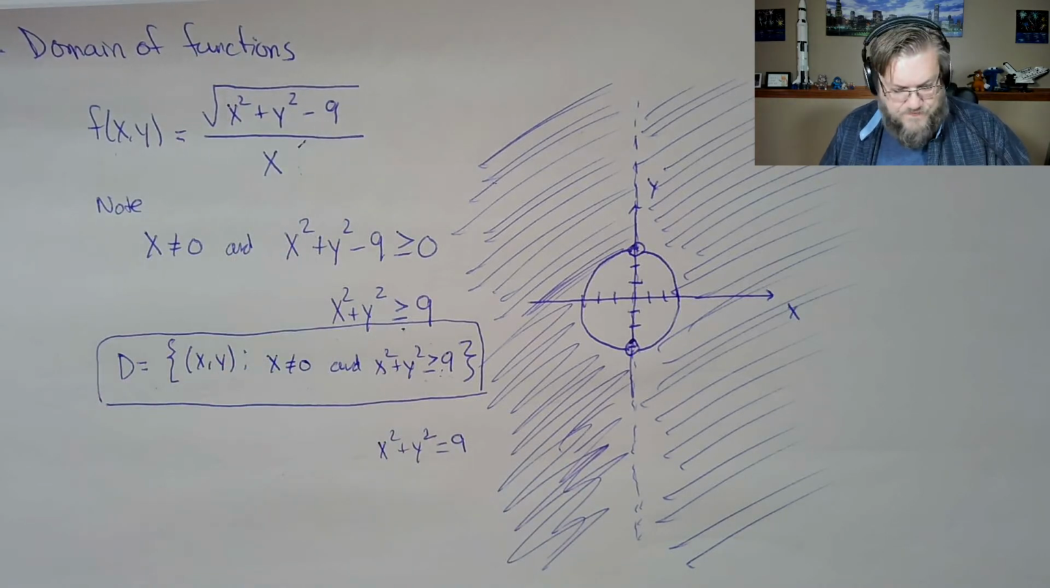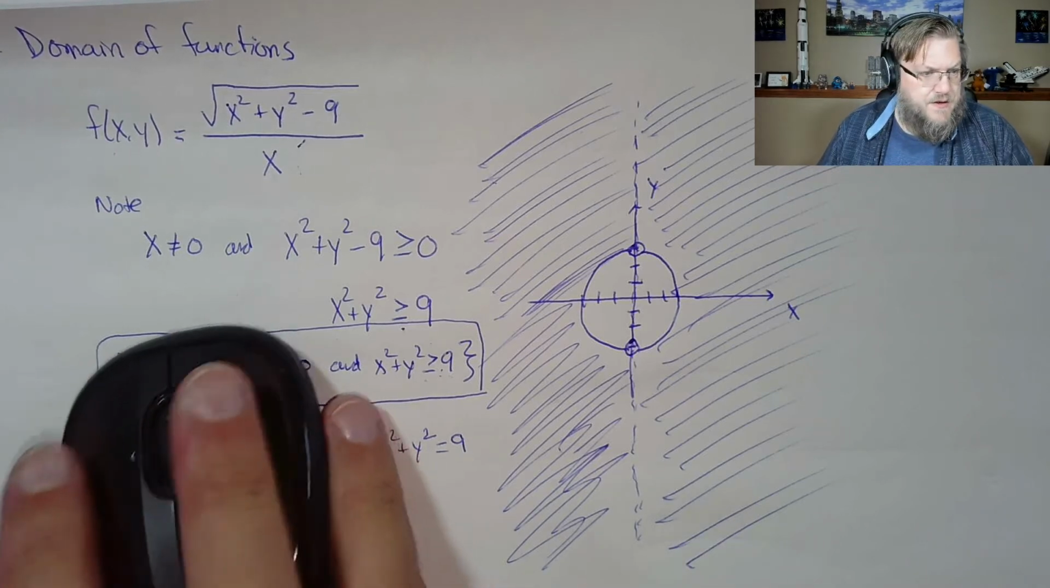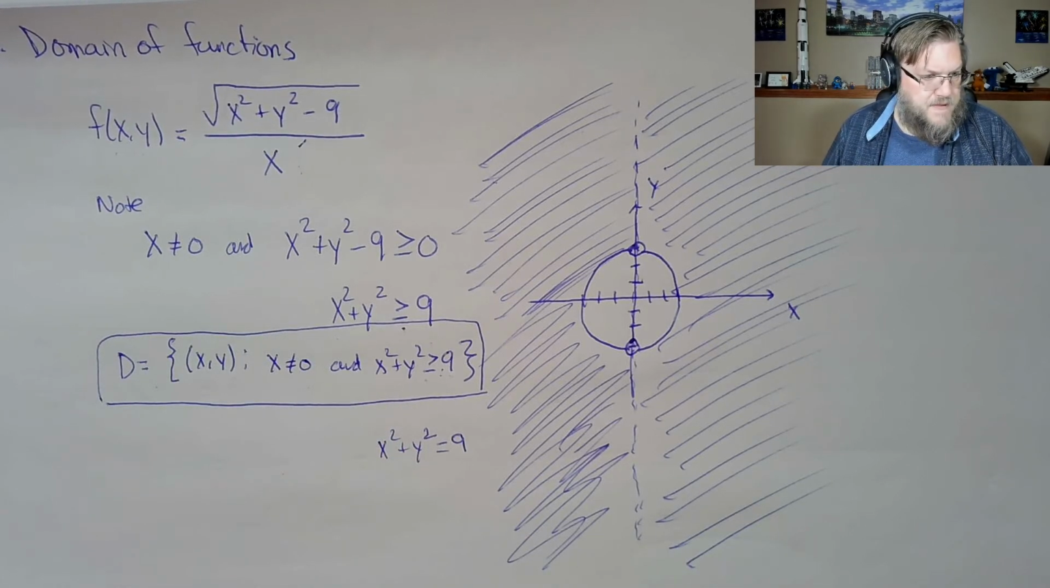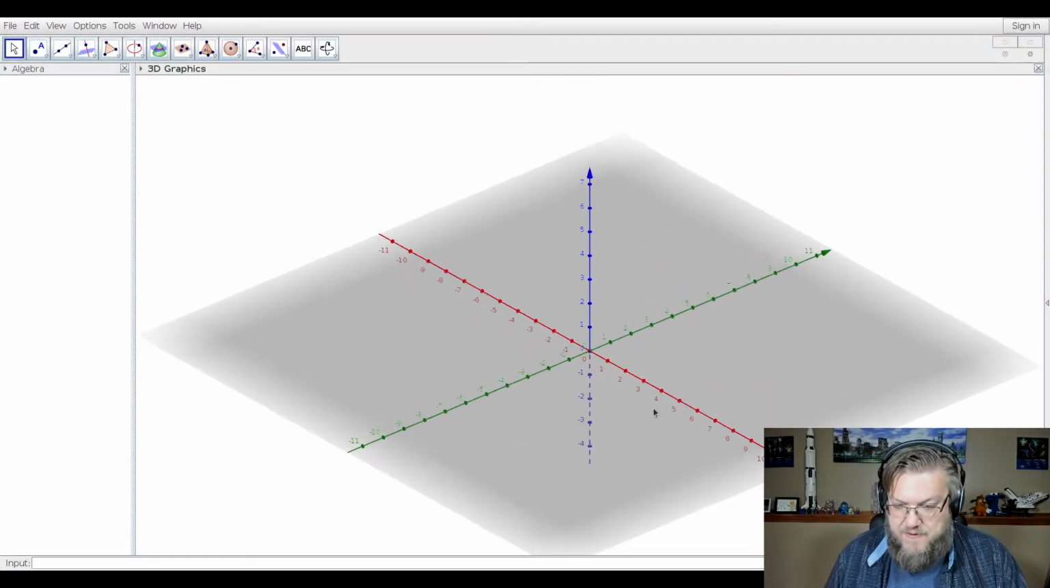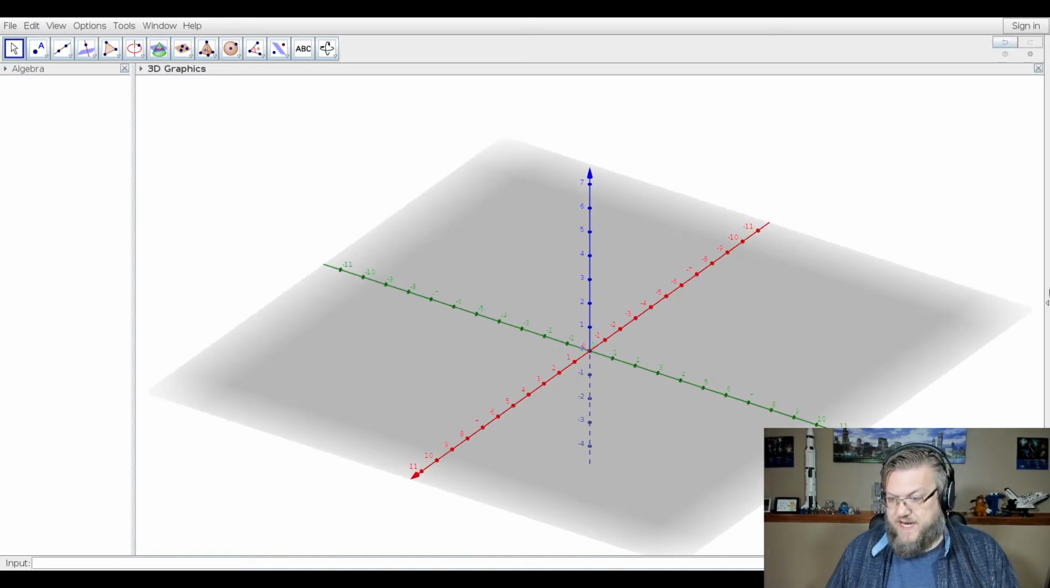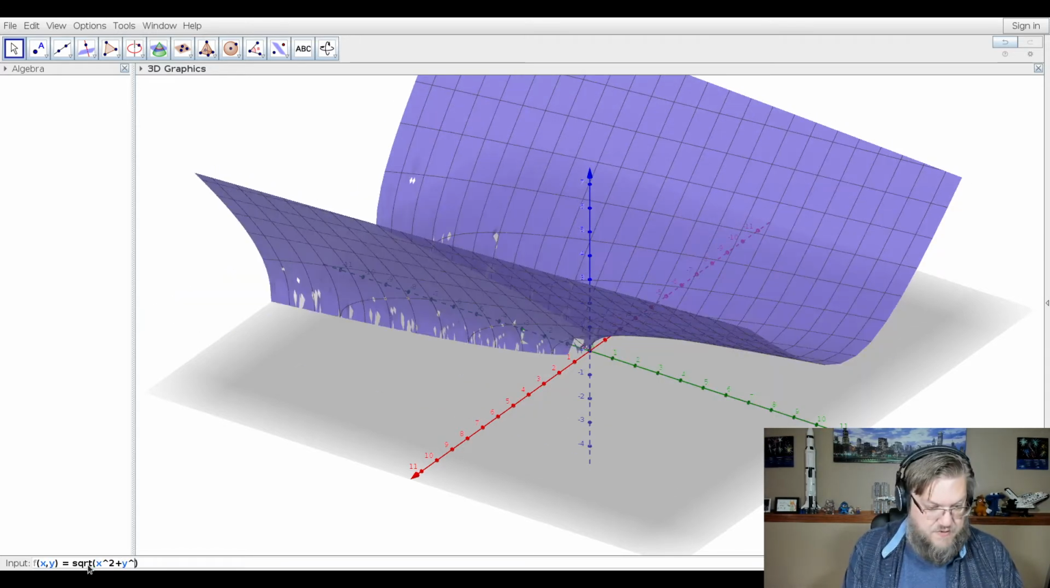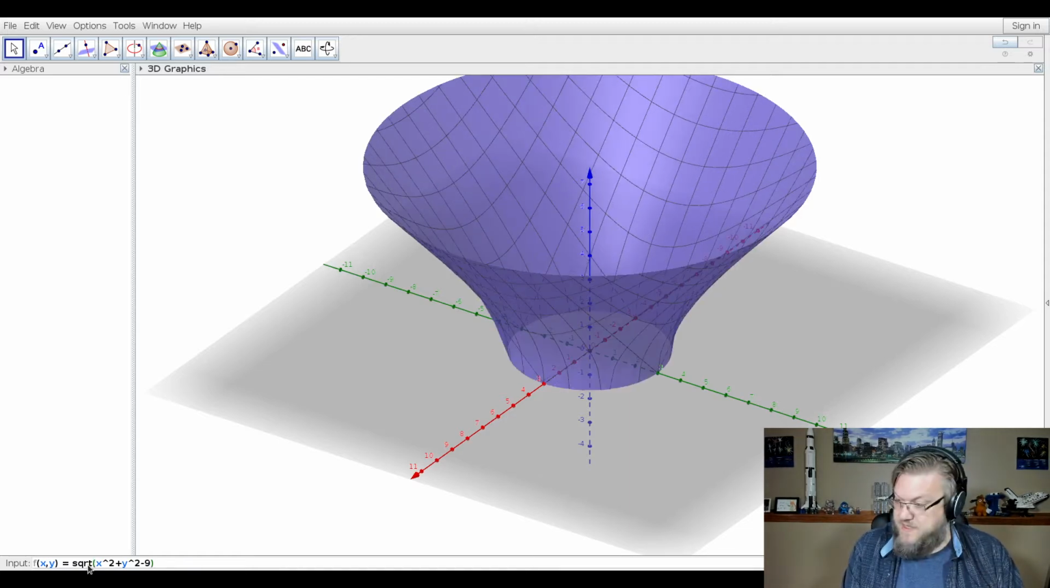Let's see what GeoGebra can do here with this. Let me get this ready. Okay. Boom. All right. So we have our 3D. I turned on GeoGebra and then I clicked over here on the right and clicked on 3D graphics to get it into 3D graphics mode. And now all I have to do is go to the input down here and start typing in my function. So I can type in f parentheses x comma y parentheses equals square root of x squared plus y squared minus 9, close parentheses, divided by x.